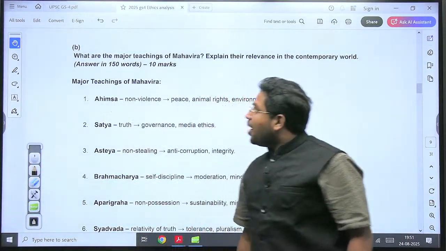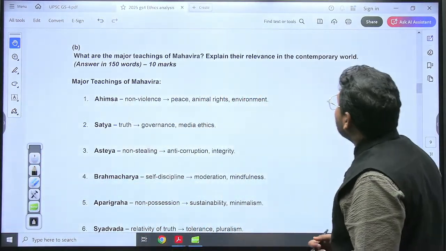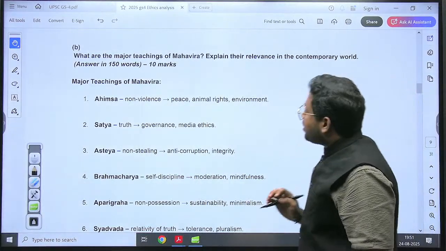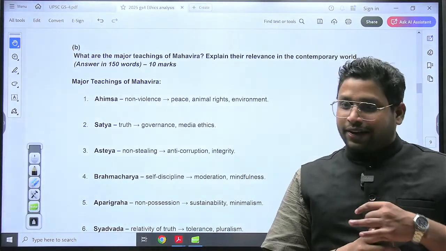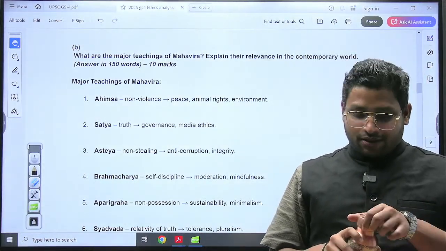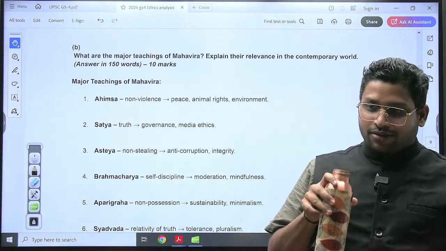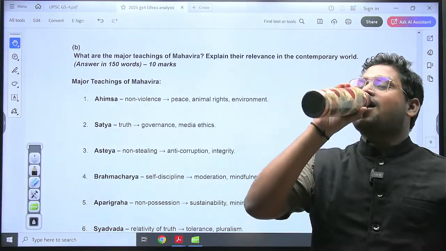Now, Mahavir. What are the major teachings of Mahavir? Explain their relevance in contemporary world. I don't think there is any question easier than this question in the entire paper. Yes? So do we study this Mahavir philosophy in ethics?